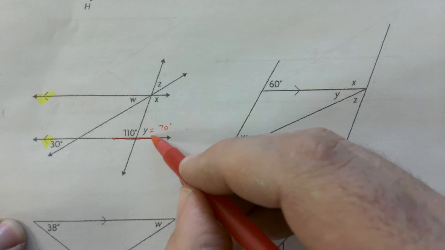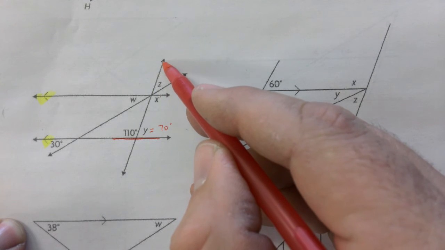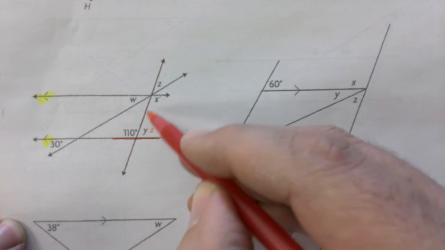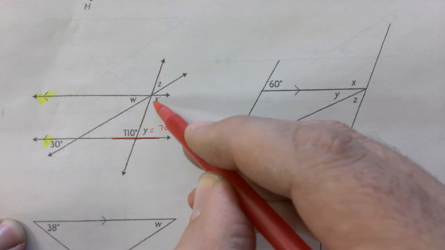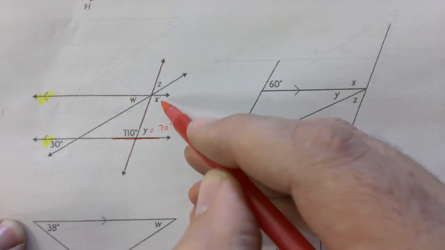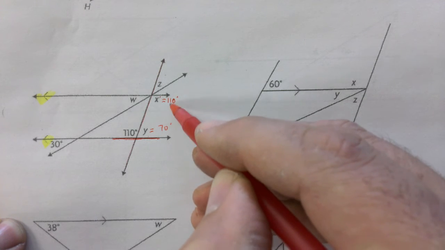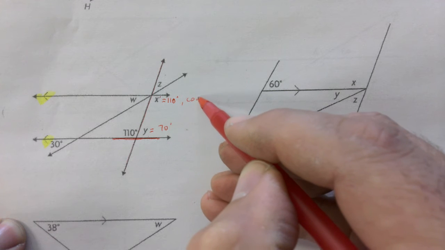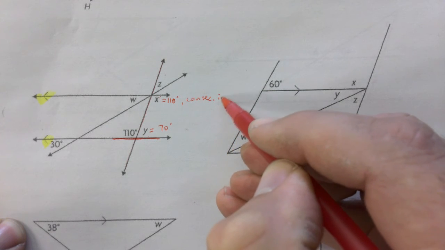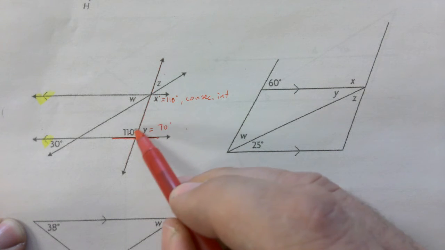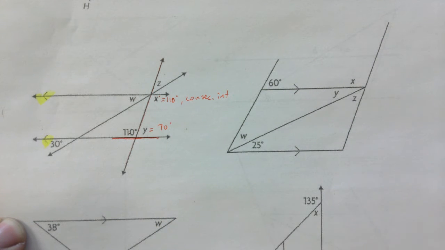Then I'm going to jump this way using this transversal right here. These two are consecutive interior. So this is 110 because they're supposed to add up to 180. And somebody else is probably thinking right now, well, aren't these two alternate interior as well? Yes. You just have to know what you're going to do.